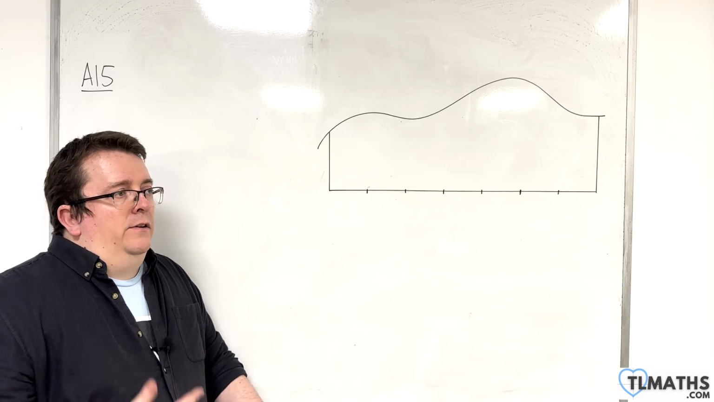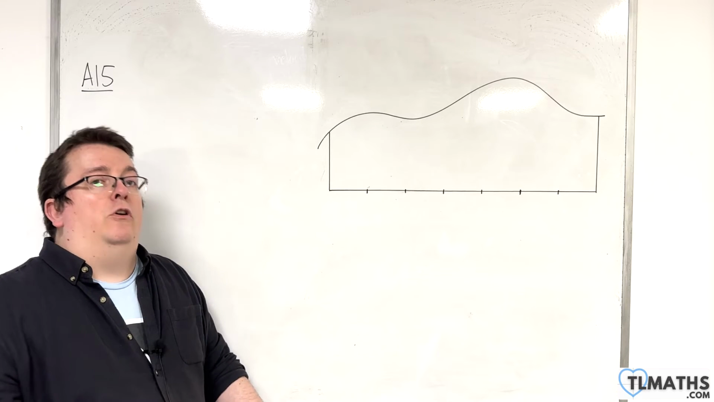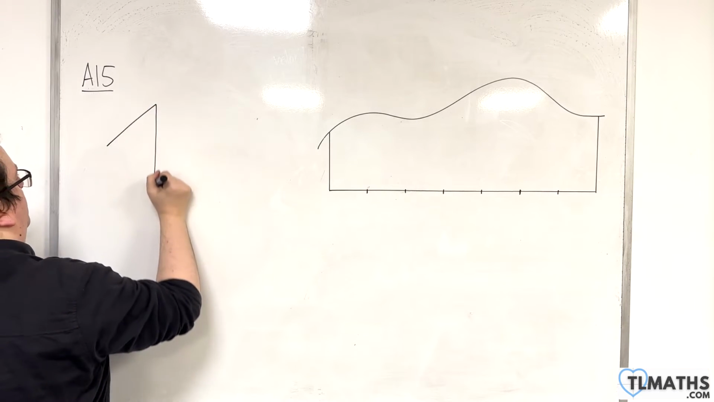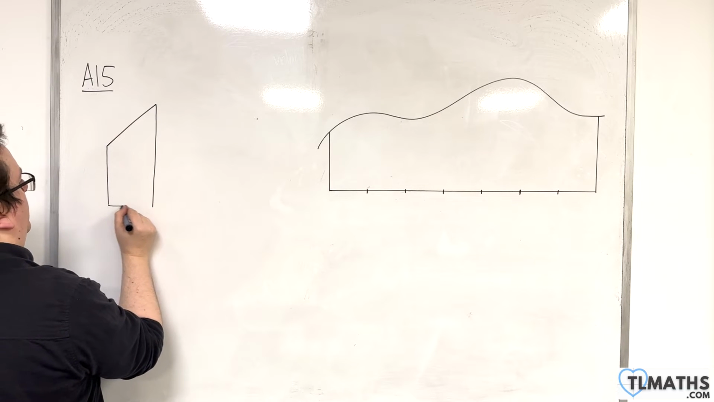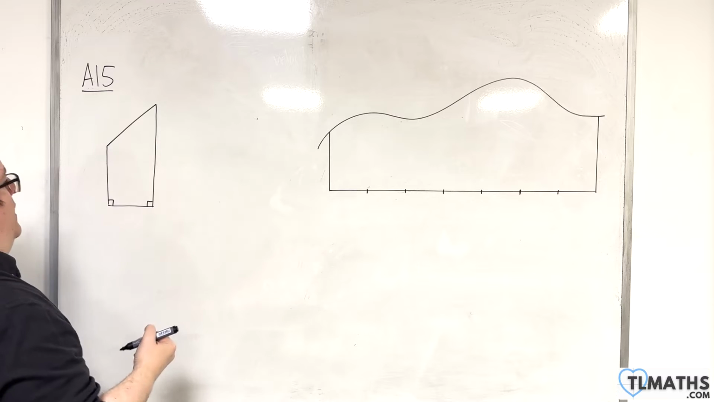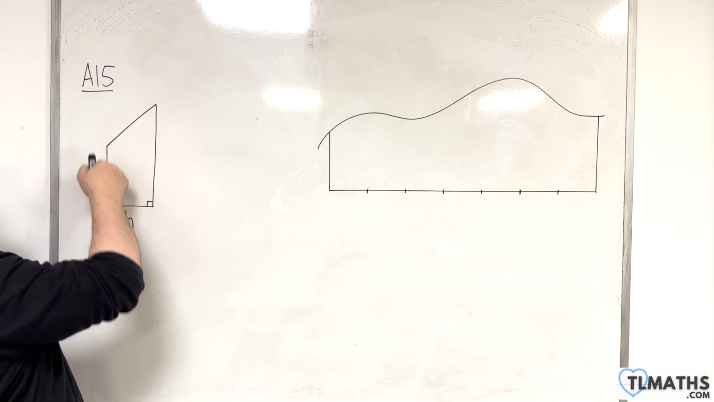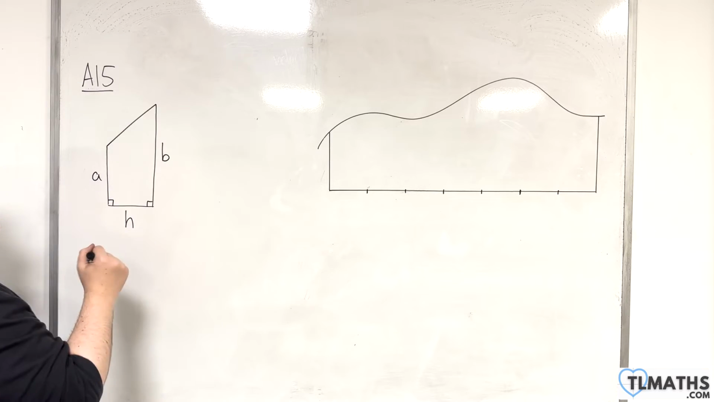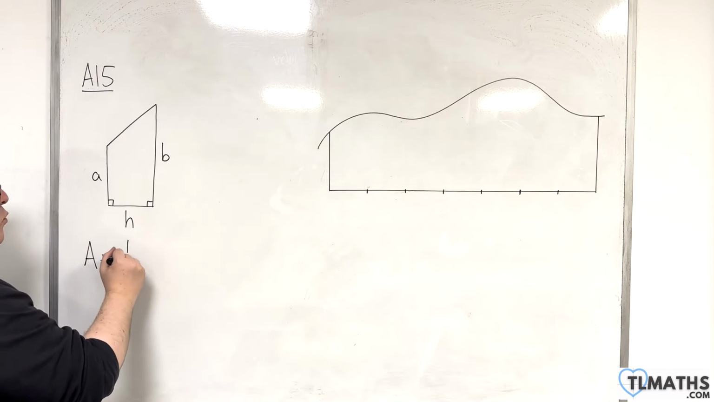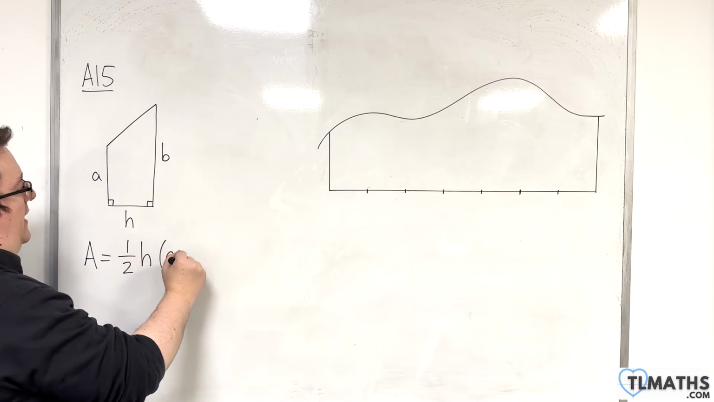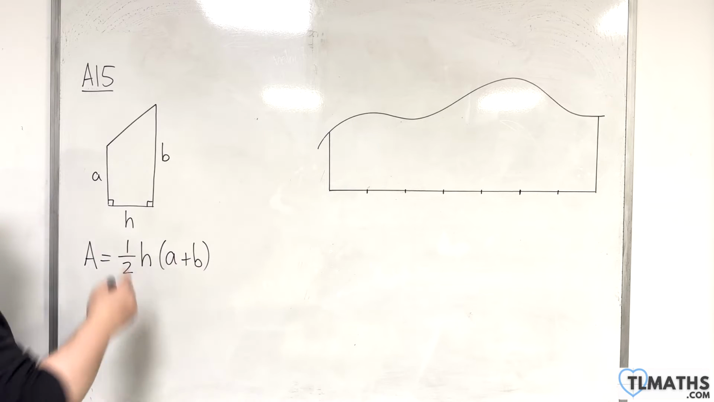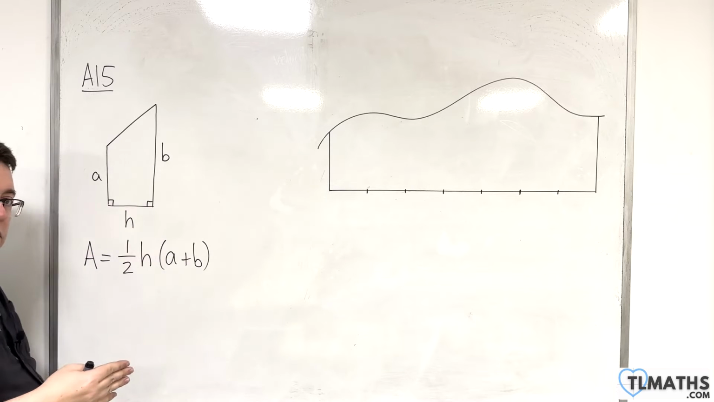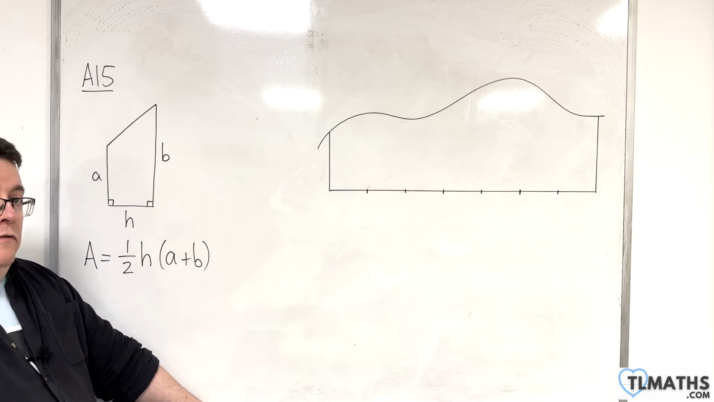Now, in order to do that, the first thing we need to know is how do we find the area of a trapezium, okay? So if you have a trapezium, like so, one that looks like this, so right angle, and this length is h, and this length is, let's say, a, and this length is b, then the area is equal to 1/2 times h times a plus b. Okay, so that length plus that length times by the base and then halve it. Okay, this is how you work out the area of a trapezium.